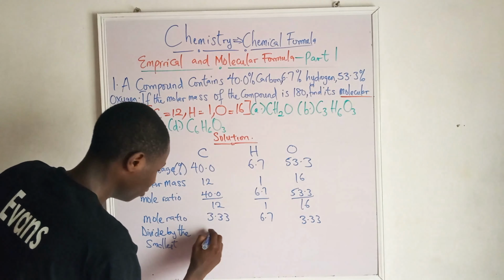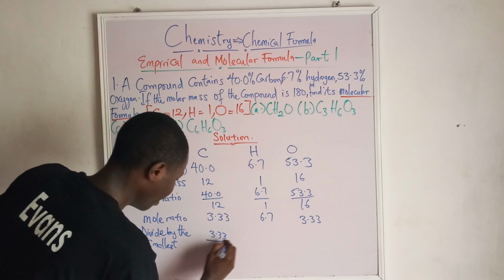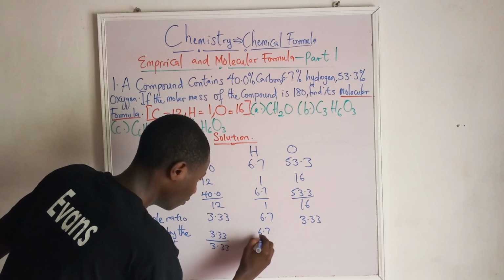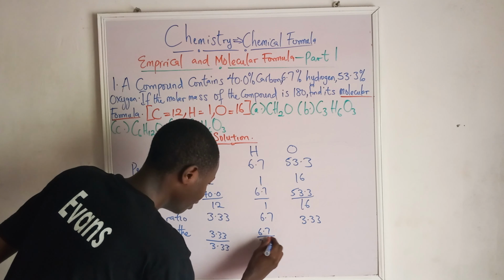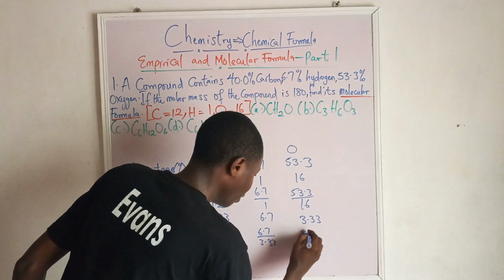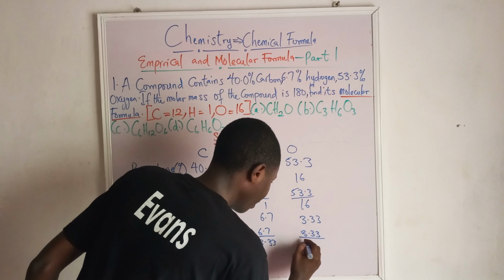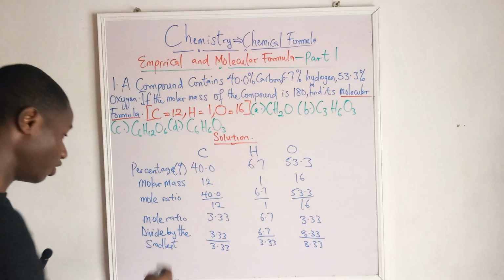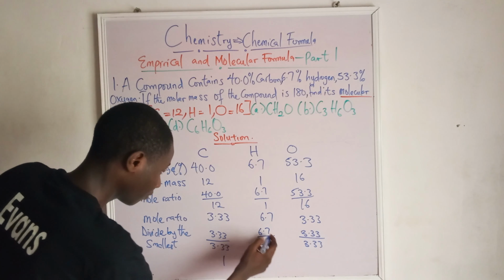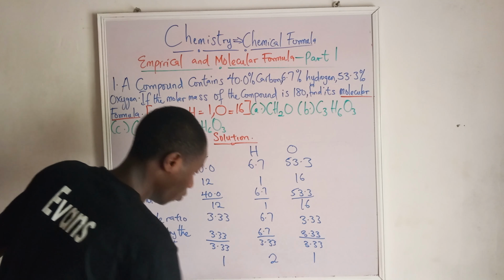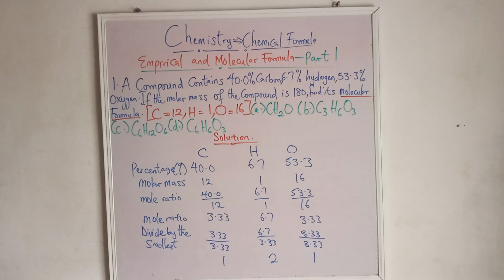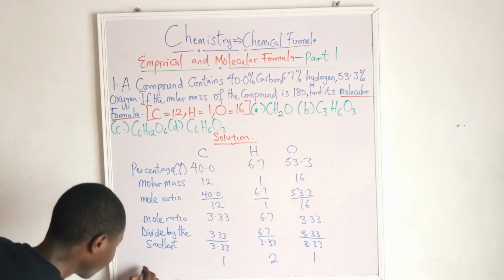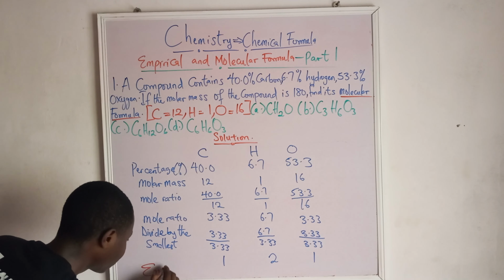So what are you doing now? You'll be doing 3.3 divided by 3.3, 6.7 over 3.33, the same thing here too, 3.33 over 3.33. Do you get it? Now, if you do this, what are you going to get? 1, around 2, then 1. 1, 2, 1. Now, how do you get your empirical formula?